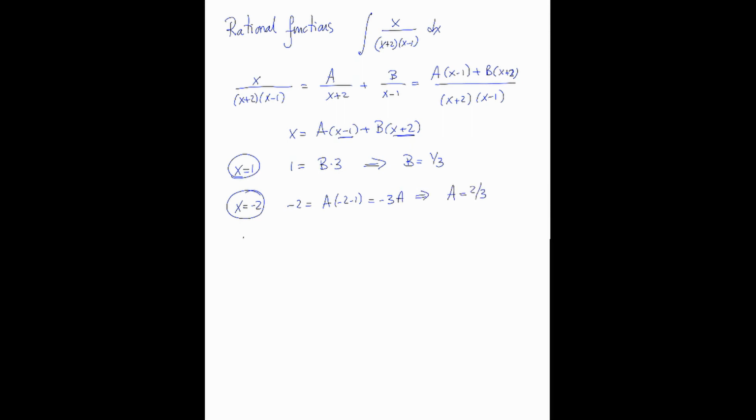So our integral of x over x plus 2 times x minus 1 becomes the integral of a, 2/3 over x plus 2, plus the integral of b, 1/3 over x minus 1 dx, and this is equal to 2/3, and remember, log of absolute value of x plus 2 plus 1/3 log of absolute value of x minus 1 plus c. Don't forget plus c.